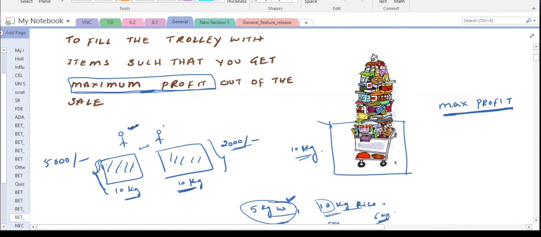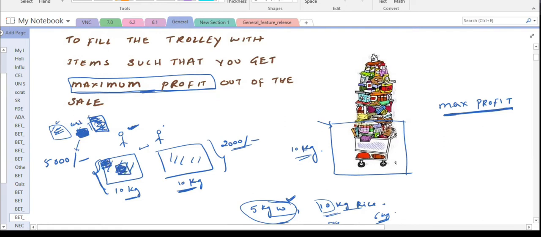Now this person did not just look at the items, how big or small the boxes or packets are. They also looked at the price. Given the chance, let me pick the one which is more costly. Sometimes even your small box will be more costly. It is not necessarily that a big box is always costly. Your big box may be cheap, your small box also may be costly. So one person looked at the cost and tried to fill the items which are of more cost.